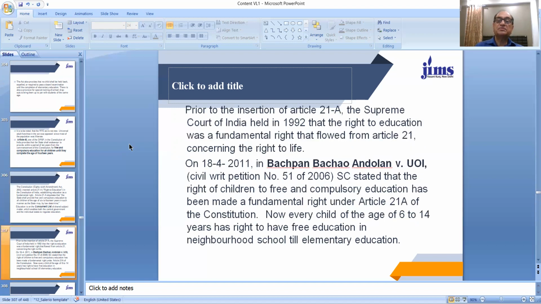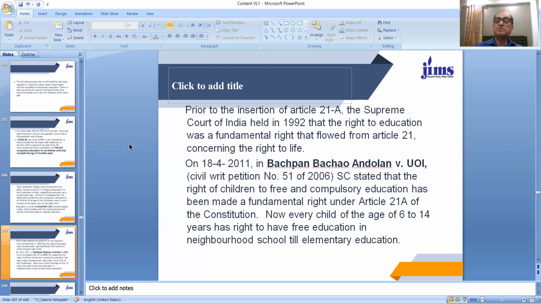Prior to insertion of Article 21A in our constitution, the Supreme Court of India held in 1992 that right to education was a fundamental right that flowed from Article 21 concerning the right to life. If I have a right to life, I have a right to education also.